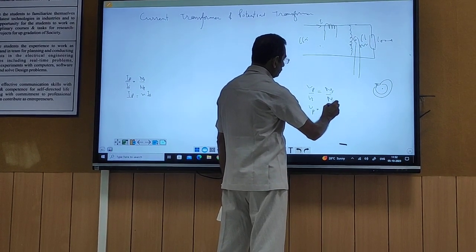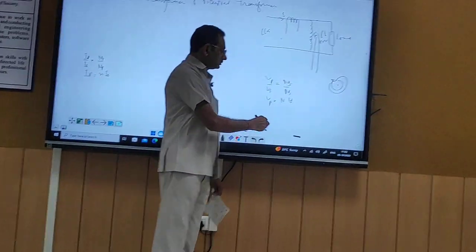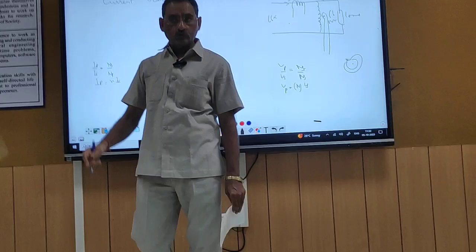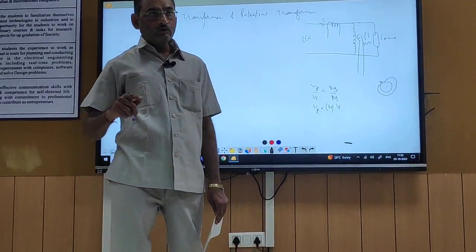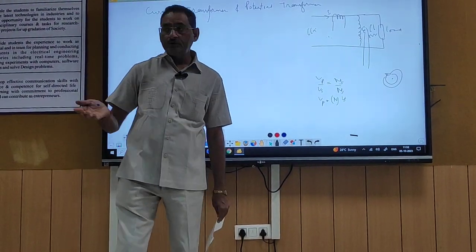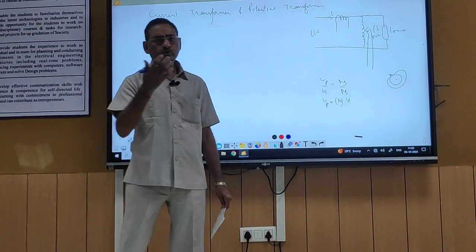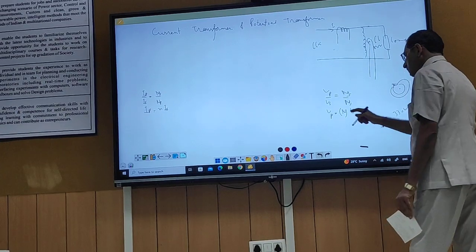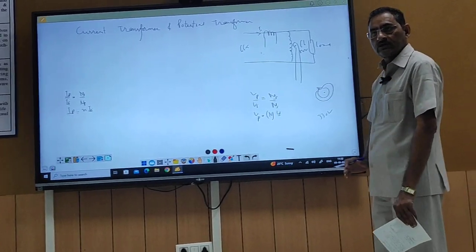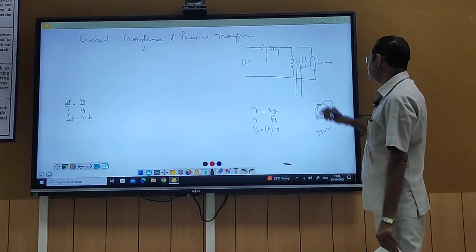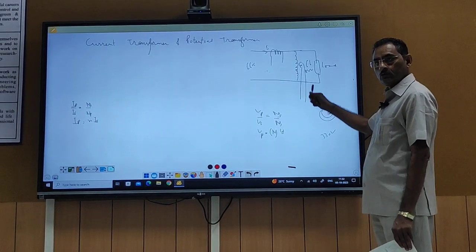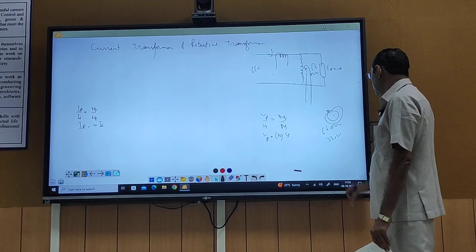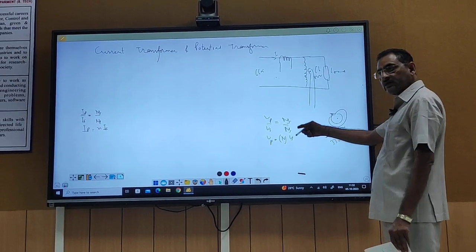Suppose this is the secondary side voltage, 300 volt, and you want to measure 330. You assume a 330 volt range of the secondary side voltmeter and you want to measure 66 kV. You want to measure 66 kV. Okay. So what will be the turns ratio?